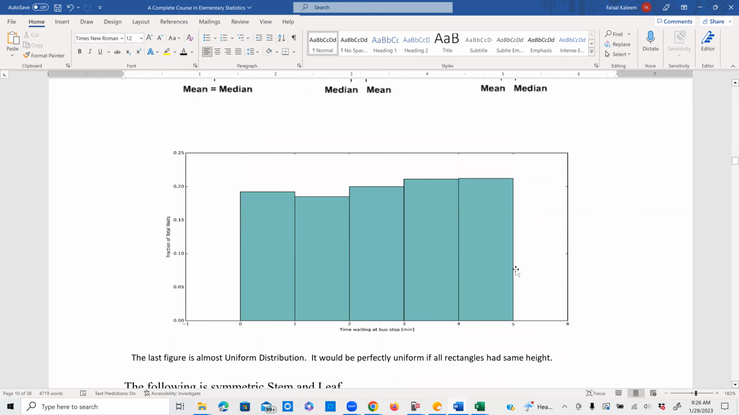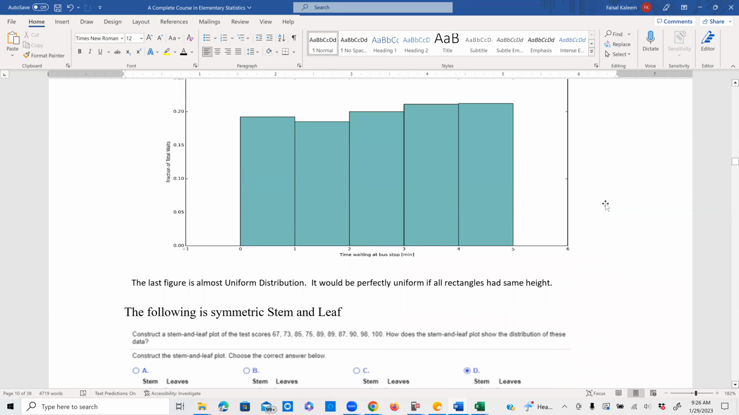And this is an almost uniform distribution. In a perfectly uniform distribution, all the bars should be of the same vertical height. But if they are about the same, but not exactly the same, we still call it symmetric.